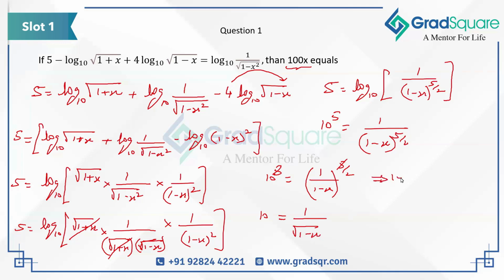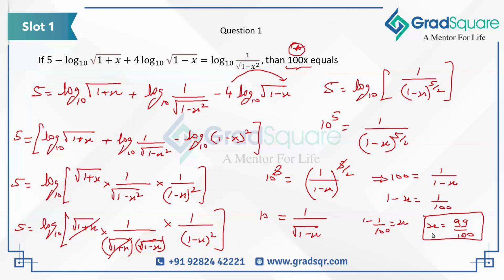You are going to get 100 is equals to 1 by 1 minus of x. That means 1 minus of x will be 1 by 100. That means 1 minus 1 by 100 is the value of x, and x will be what? 99 by 100. Your question was not interested in the value of x, your question was interested in the value of 100x. So 100x is going to be equals to what? 99 by 100 times 100. So that is going to be equals to 99. So 99 becomes the answer for this question.